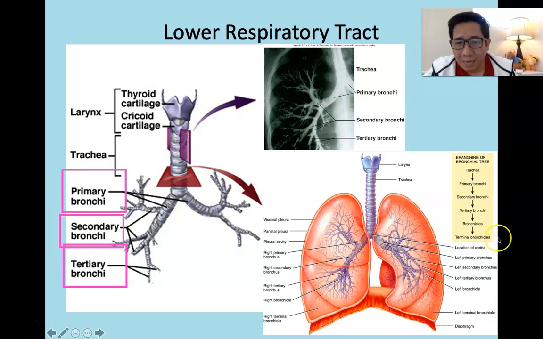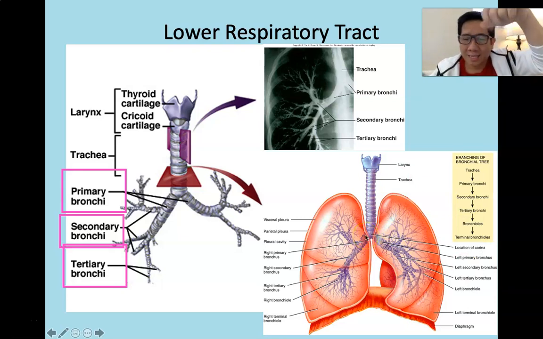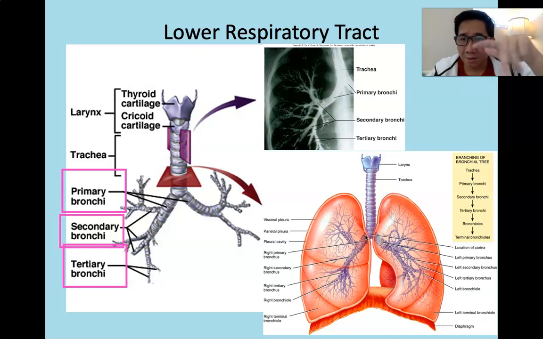So anytime things hit that point, this is where it bifurcates, meaning it splits into two. So the carina is where it splits to go to the left and to the right lungs. So carina: split, and then cough. When it hits there, it actually has a receptor to cough up things.